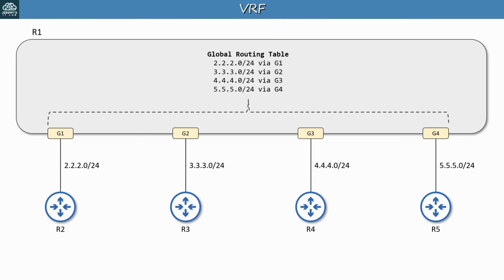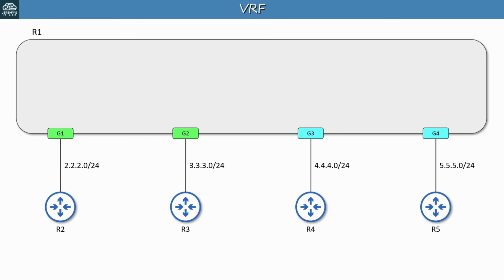This default routing table is called the global routing table. Since this routing table has routes to all of R1's connected networks, packets can be forwarded between all of these interfaces. For example, let's say R2 sends a packet to R5 at 5.5.5.5. It arrives on R1 G1, so R1 performs a lookup in the global routing table and finds this matching route via G4. And then R1 forwards the packet to R5 via that interface. So without configuring VRFs, all of these interfaces are associated with the global routing instance, and forwarding lookups are done using the global routing table. Let's see how VRFs change that.